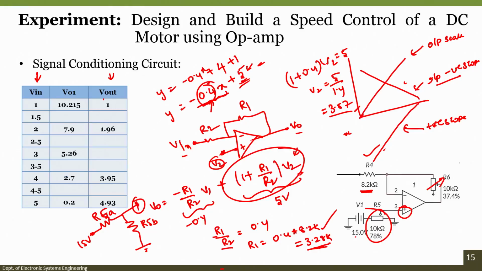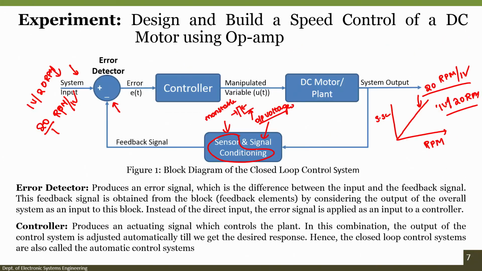So now from this it is clear that whatever we apply, whatever we require from the signal conditioning circuit is almost the same, right. That means when we look into our closed loop control system, the sensor plus signal conditioning output, which is nothing but the feedback signal, now has the same mapping factor as the input.